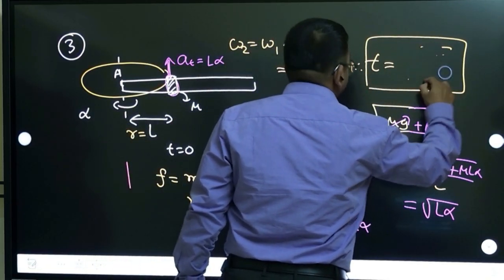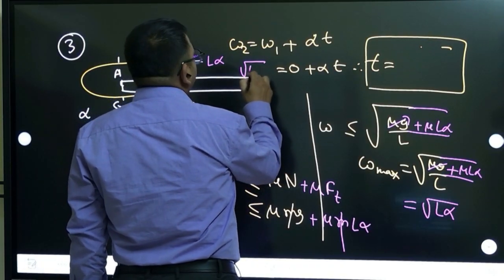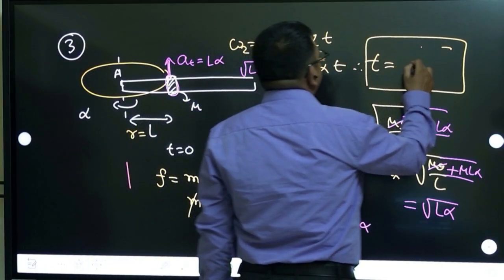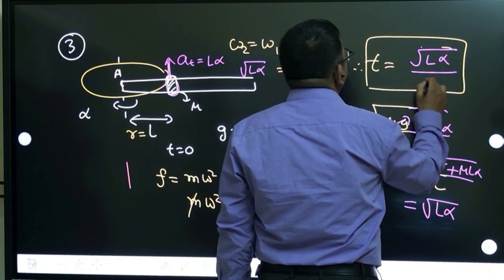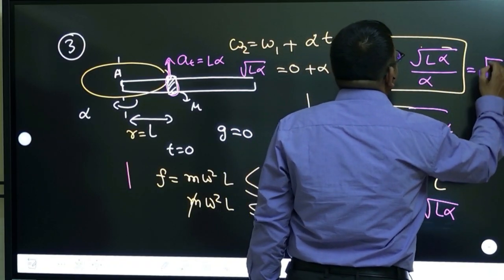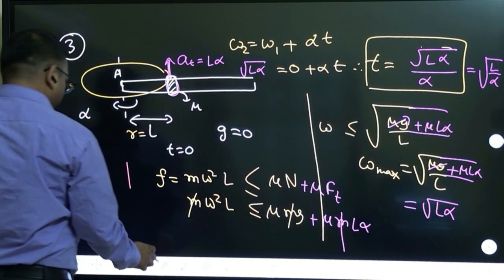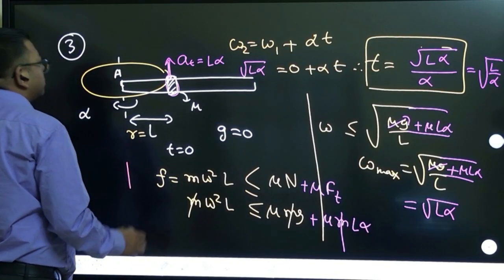This term you change root of L alpha. So root of L alpha divided by alpha, then it will become root of L by alpha. Yes, this will be the answer for this. Definitely, it's a good question.